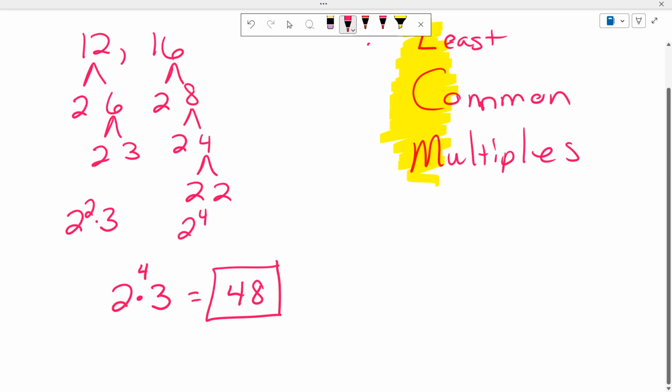And you're going, why do I have to know this stuff? Well, when you're adding fractions, such as 1/12 plus 5/16, you need to know what the least common denominator is, the least common multiple of the denominators, and the least one is 48.